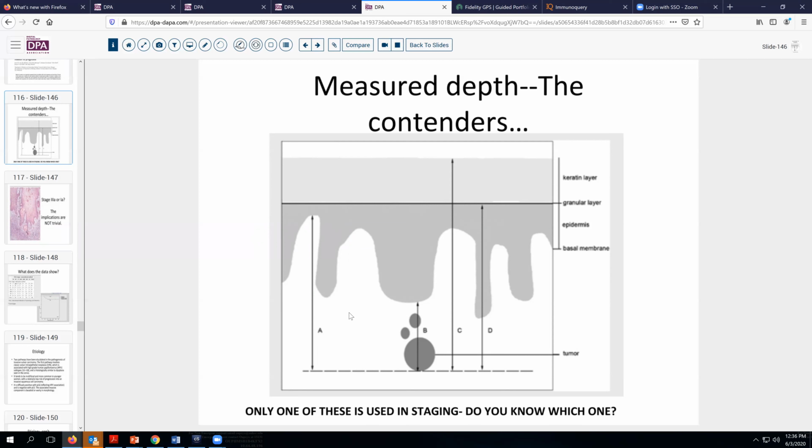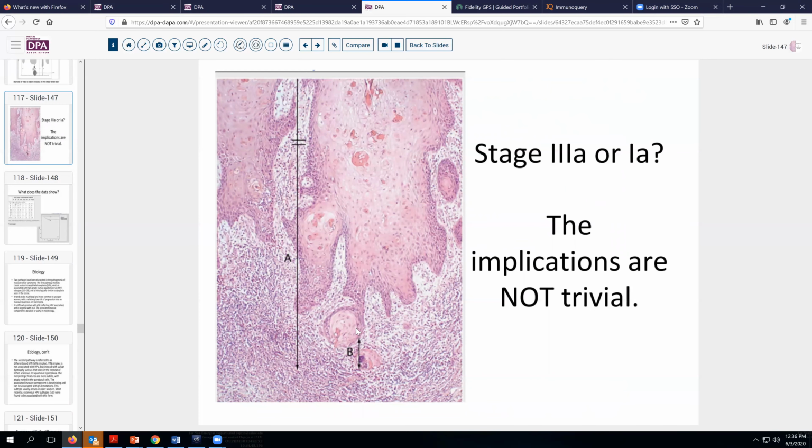Well, our colleagues in the Netherlands proposed measuring thickness from this point, from the deepest point of the nearest normal rete or semi-normal rete to the depth of invasion. So that's a very different measurement, obviously, than this one. Now, here's a nice illustration. Which is it? Okay, so if this is the measurement here, that's their measurement, as opposed to A, which would be stage 3A. Is it 1A or 3A? This is obviously not a trivial question.